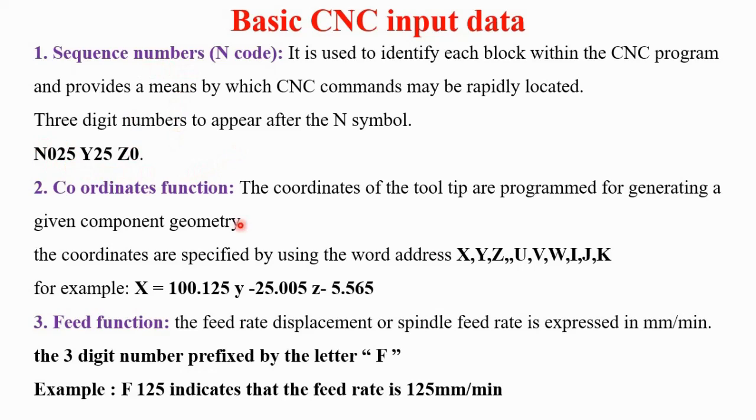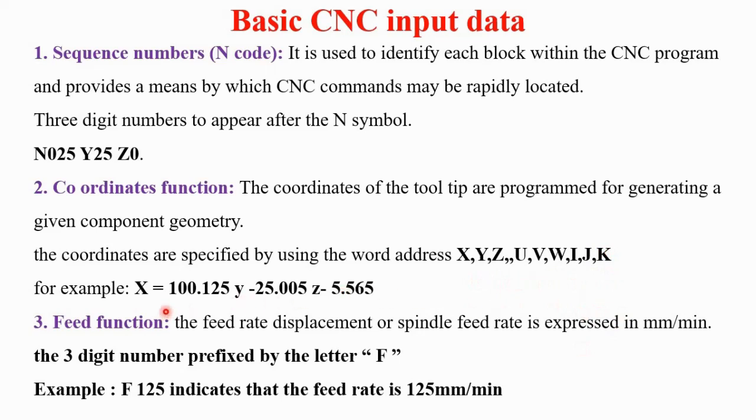Coordinate function. The coordinates of the tooltip are programmed for generating a given component geometry. In CNC machines, these coordinates of the tooltip are programmed. These coordinates are specified using word addresses, that is X, Y, Z, or U, V, W, or I, J, and K. These are the letters used to represent coordinates in absolute, incremental, and arc programming.